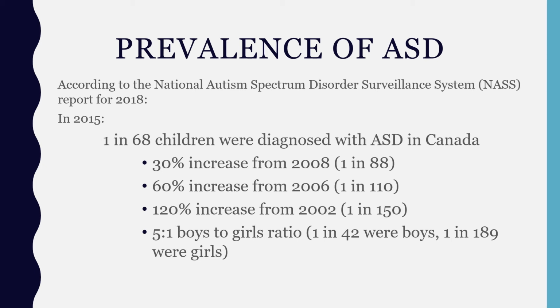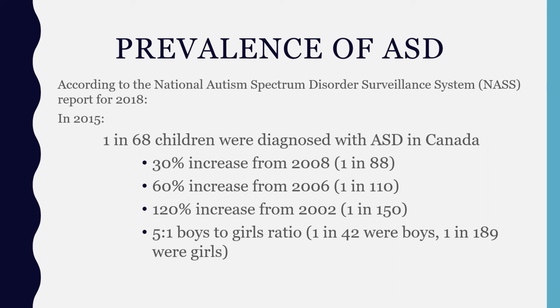So according to the National Autism Spectrum Disorder Surveillance System, the last dates we had was the report from them from 2018, which talks about numbers from 2015. And this is the latest we have right now, that we're at 1 in 68 children were diagnosed with ASD in Canada. You will notice maybe even a lower number than that, like 1 in 59 or so, if you see numbers from the States.